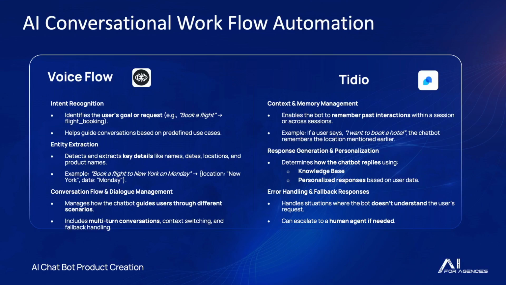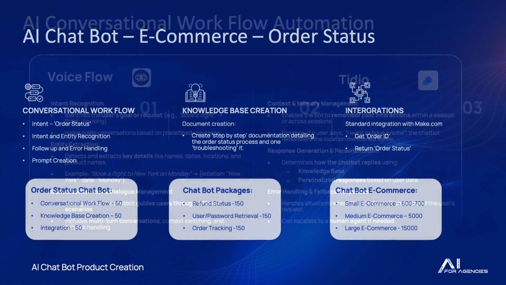We then have response generation and personalization, which determines how the chatbot replies. It could either use the knowledge base which you've created, or create a personalized response based on the user data gathered throughout the flow. With it, obviously, we have error handling and fallbacks. You're going to have to create all the error handling: how do you handle the errors, and then how do you pass them on to a human agent?